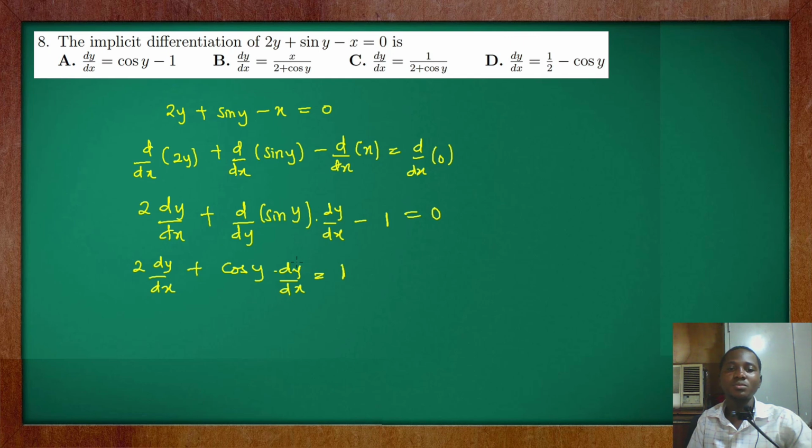Okay, so that means we have that result. So here you can have our dy dx to be equals to 1 over 2 plus cos y. So that means the correct answer to this question, or the correct option to this question, is what? Option C. Okay, because this looks like our answer, so this is the right option. So let's just move on to the next question.